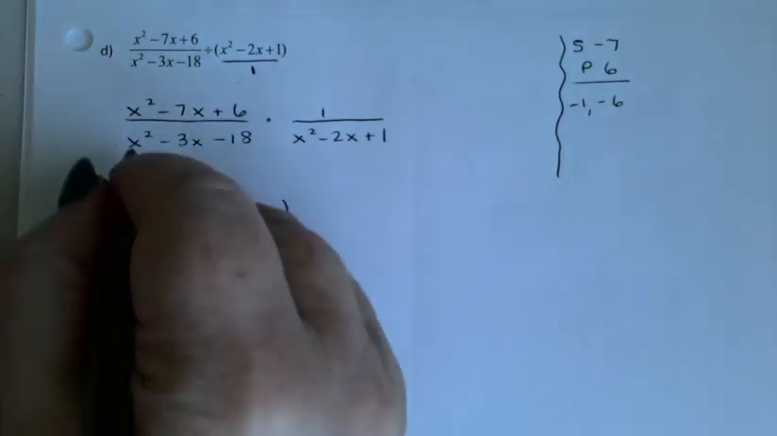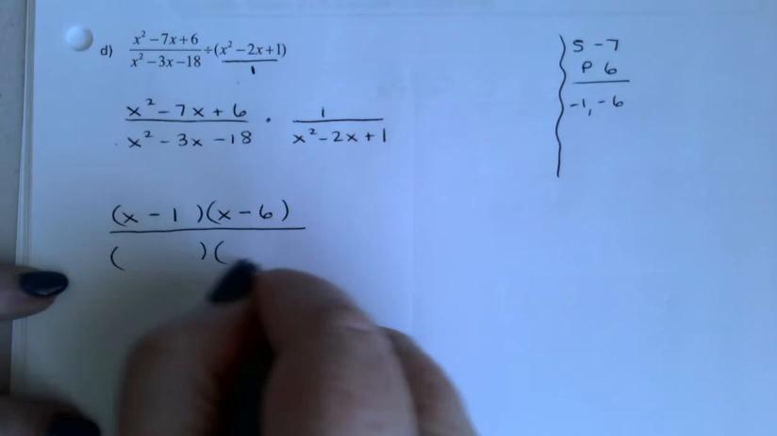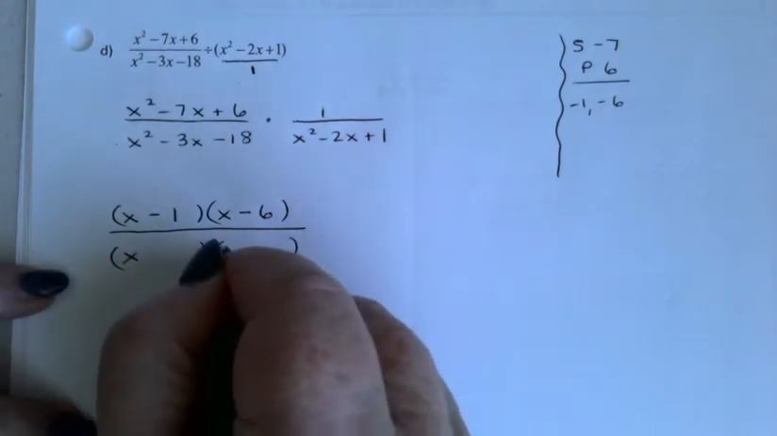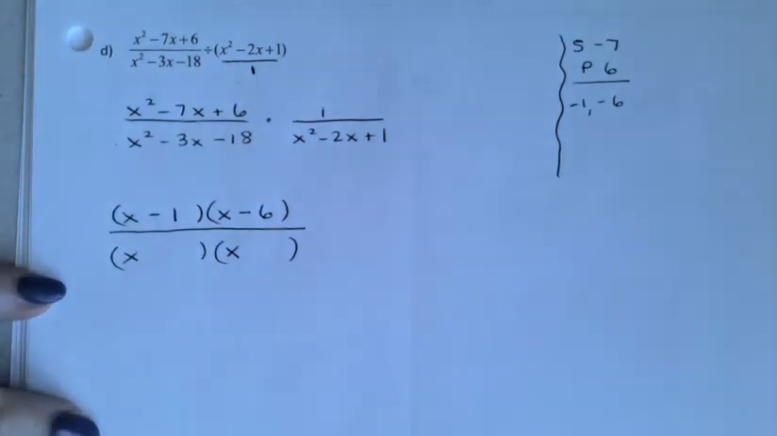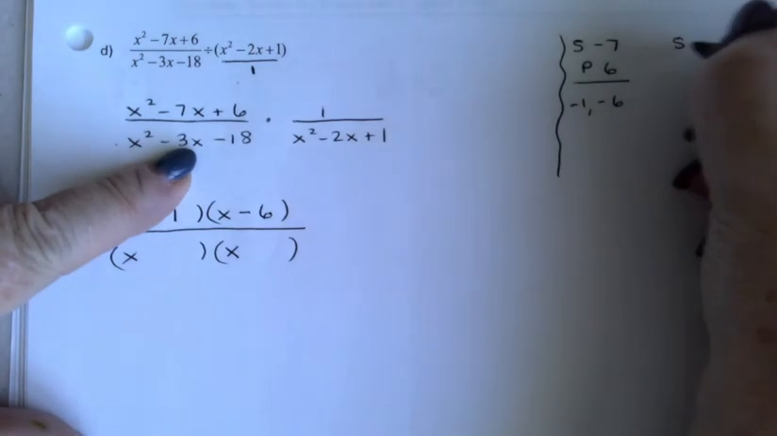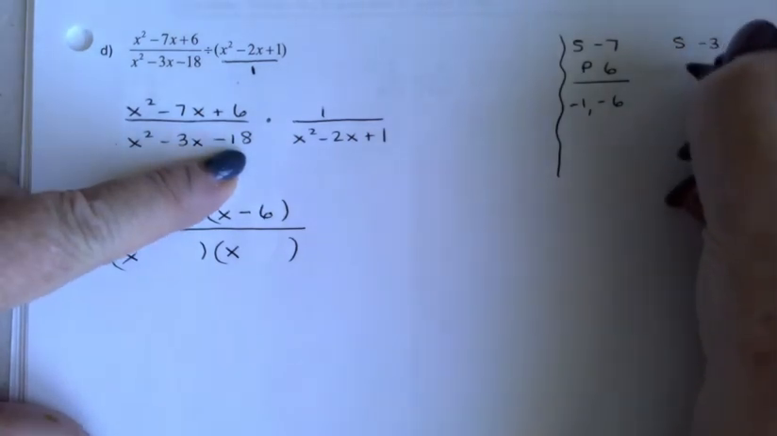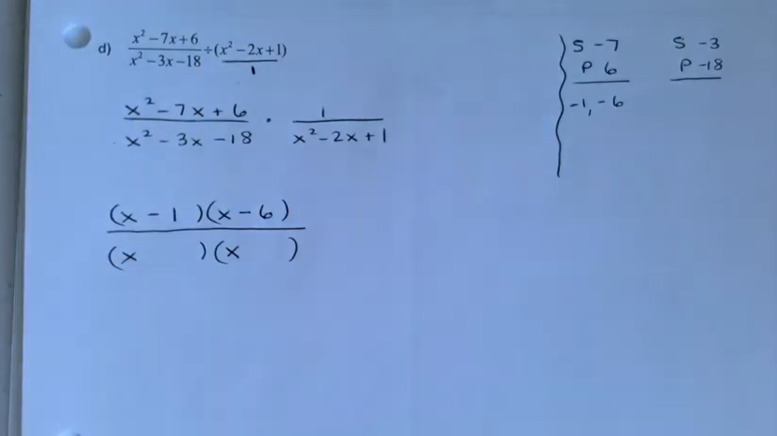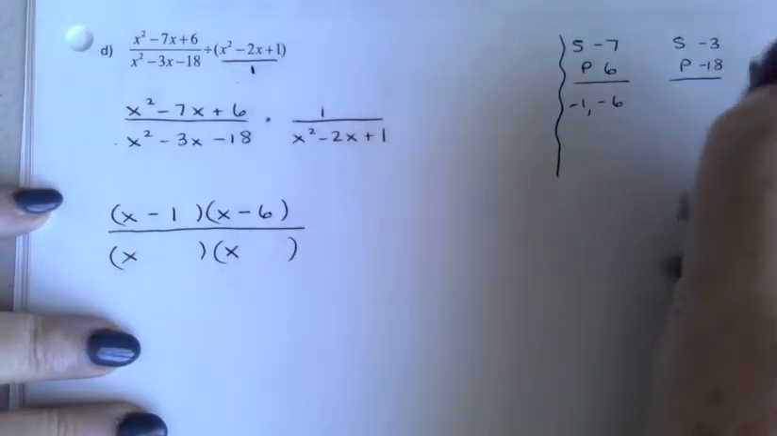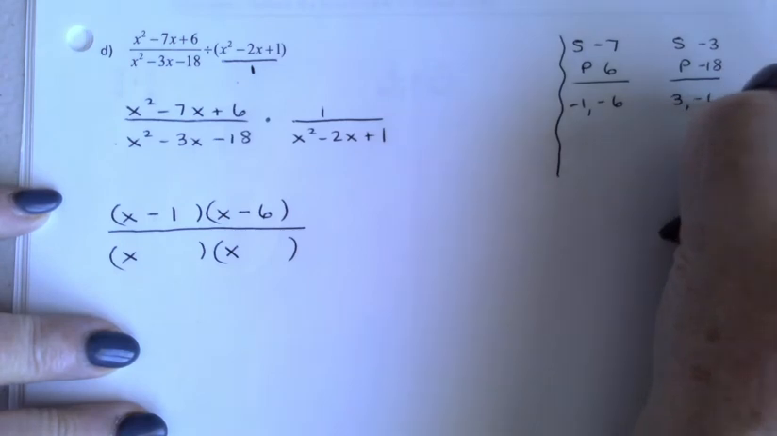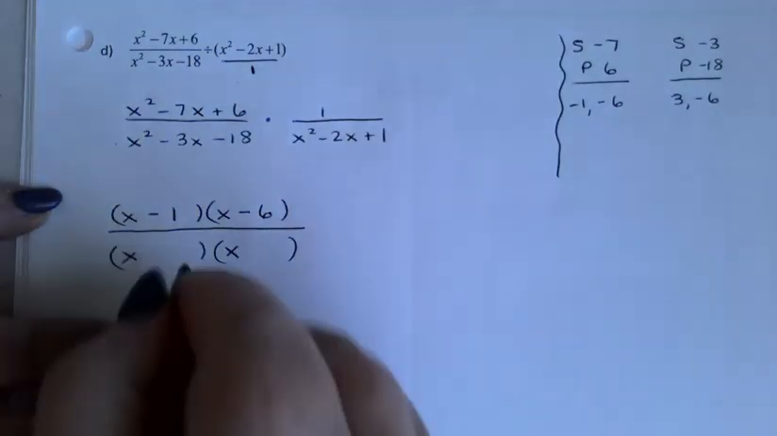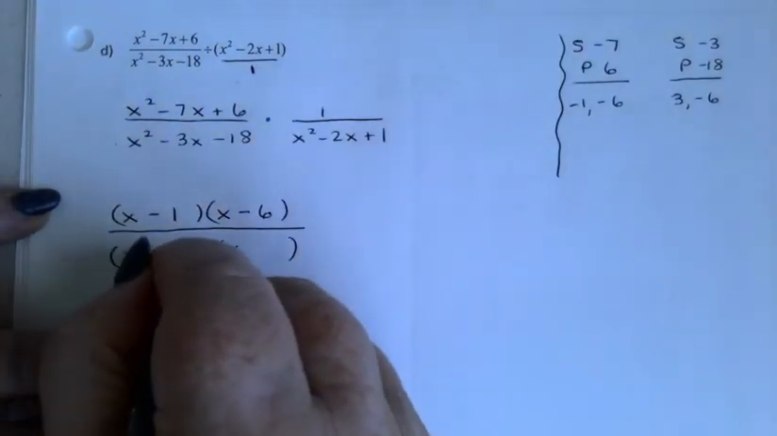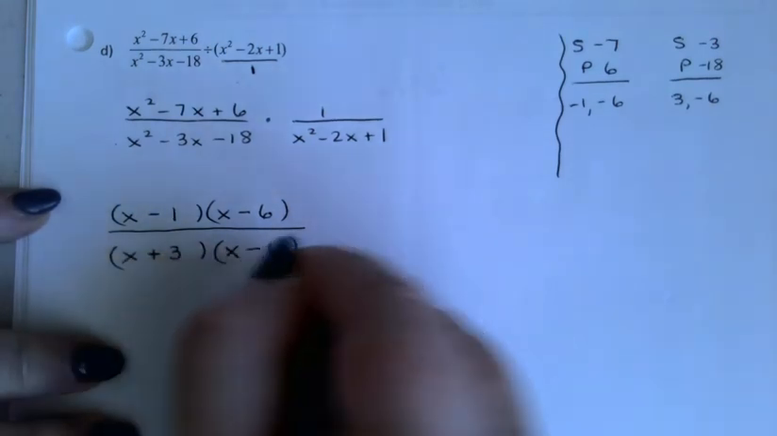In the denominator, again, it's just 1x squared, so I know my binomials will start with x and x. This time I'm looking for a sum of -3, product of -18. So what's that one? +3 and a -6. I do that. So my +3 and -6.